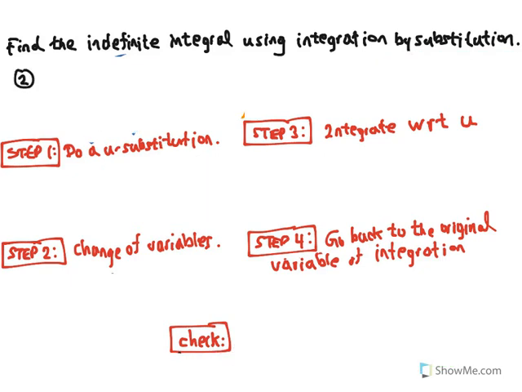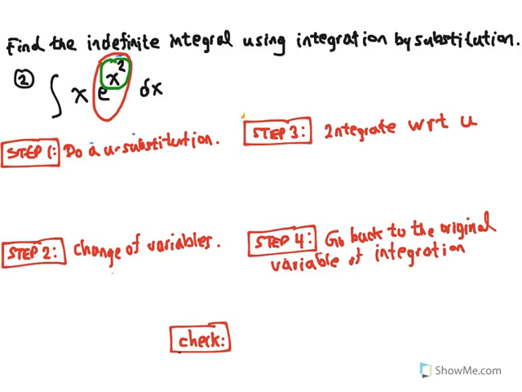Now we look at our second example. We have the indefinite integral of x times e to the x squared. And when you look at this, you should recognize that what you have here is a composition of two functions, where the outside function is the natural exponential function and the inside function is x squared. And of course, the integrand doesn't fit one of the basic integration rules that we've learned about.